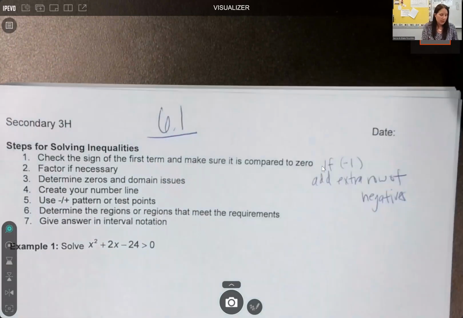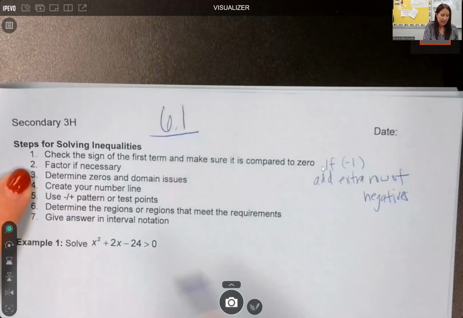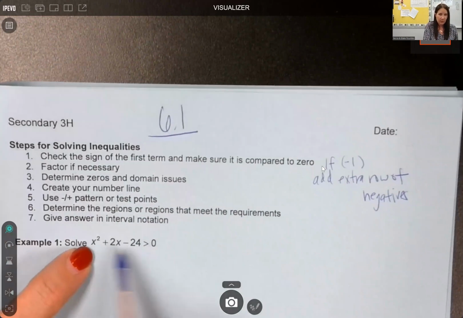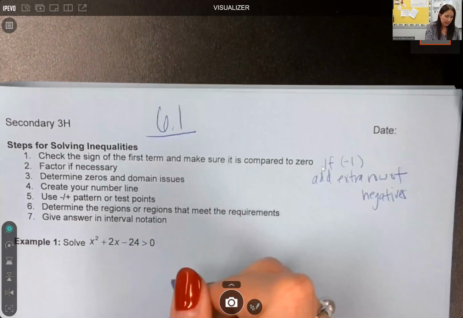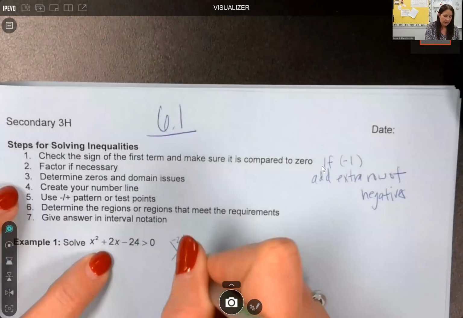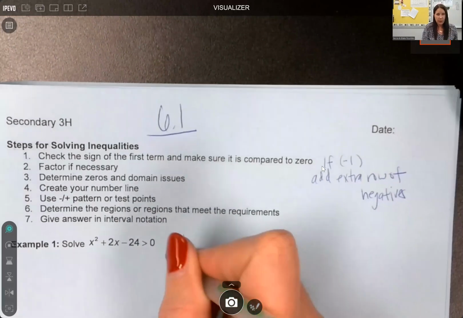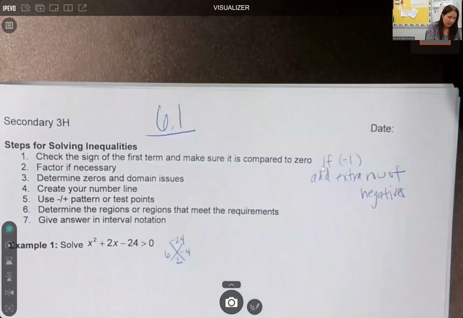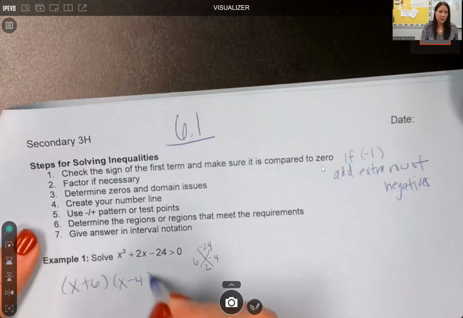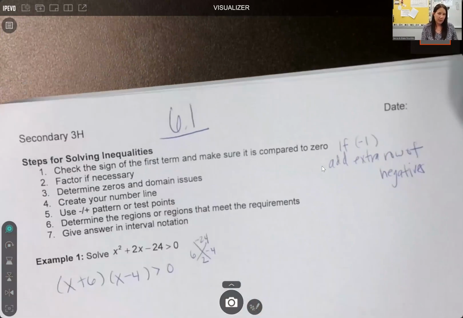Okay, so the second step, I need to factor. I can look at this, but I don't know where this equals 0. So I need to factor this to find out where that equals 0. To do that, I do my chart, -24 to add up to 2. And that is 6 minus 4 gives us our 2. This is going to be x plus 6 and x minus 4 is greater than 0. Okay, so we factored that.